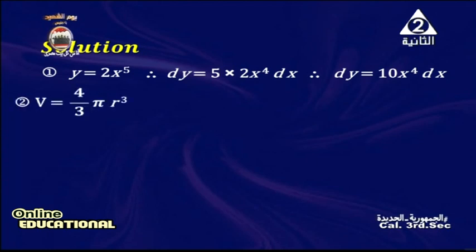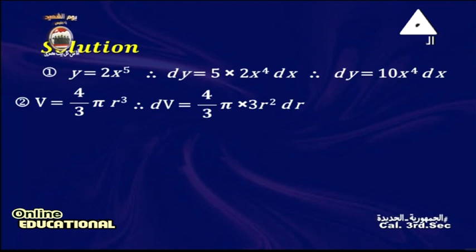Number 2, v equals 4 over 3 pi r to the power 3. The differential of v is dv. And the differential of 4 over 3 pi r power 3 is 4 over 3 pi multiply 3r power 2 dr. Then dv equals 4 over 3 multiply 3 equals 4 pi r power 2 dr.